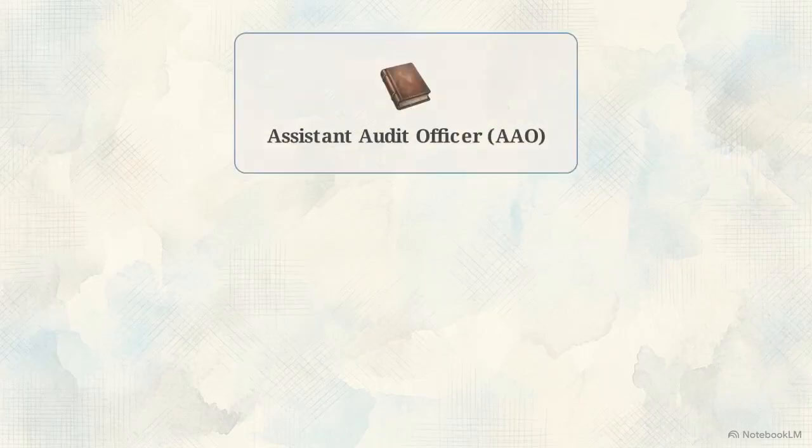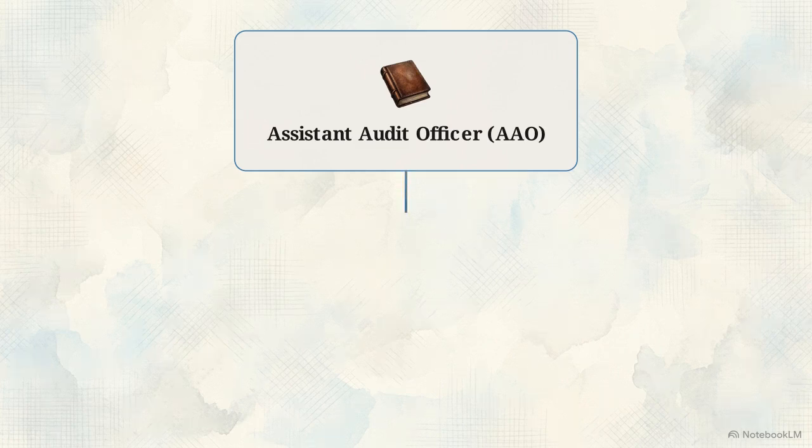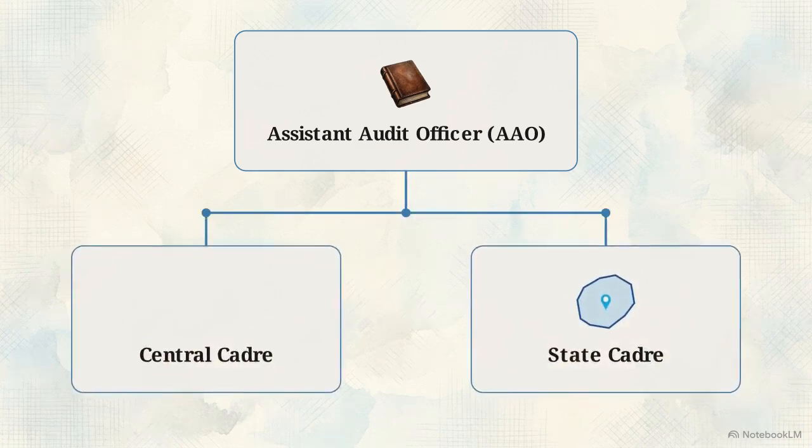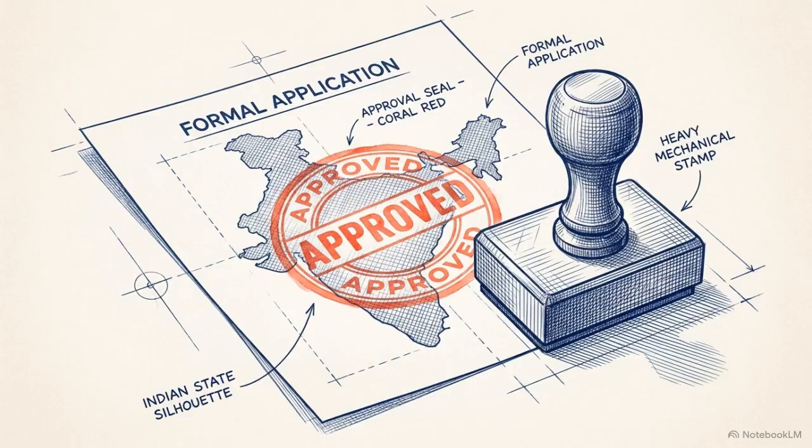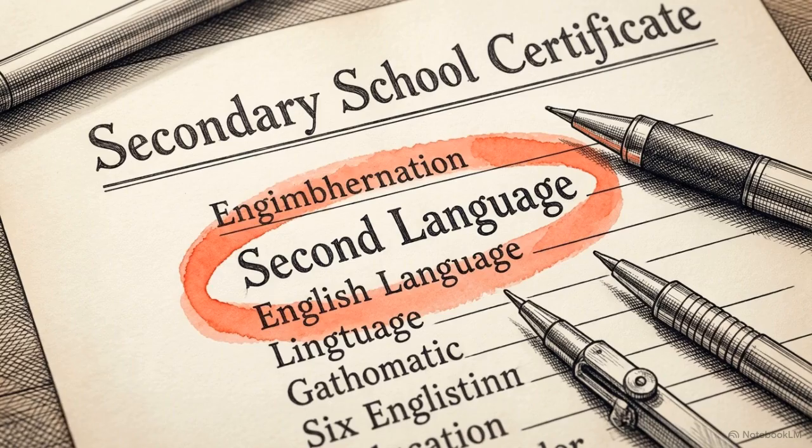Further segmentation appears in the Assistant Audit Officer posts, which are now strictly divided between central and state cadres. State cadre AAO positions now carry a mandatory proficiency requirement for the local language of the assigned state. You must provide evidence of this language skill using your 10th grade matriculation records to qualify.